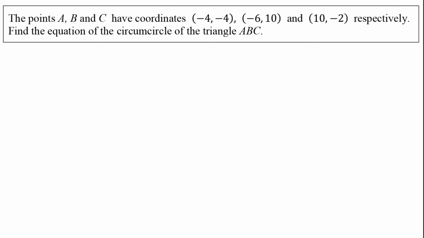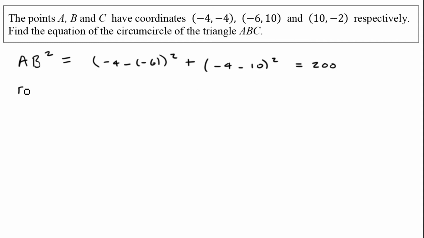The points A, B and C have coordinates -4, -4, -6, 10 and 10, -2 respectively. Find the equation of the circumcircle of the triangle ABC. Let's work out some distances. In fact, it will be even nicer for us to work out the squares of some distances. So how far is it from A to B squared? That will be the difference in the x-coordinates of A and B, -4 subtract -6 squared, plus the difference in their y-coordinates, -4 subtract 10 squared, which comes to 200.